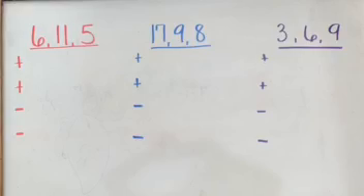Whenever I have 6, 11, and 5, the first thing I want to do is build my addition facts. The first thing I need to identify is my largest number. That is obviously 11. So that means that 6 and 5, I will be adding together to get to 11. That's one addition fact that I will build from 6, 11, and 5.